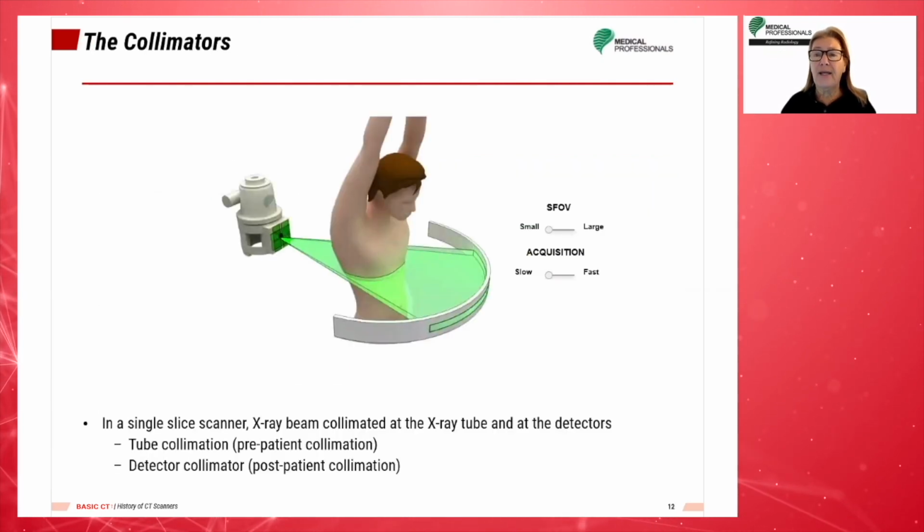The tube collimator reduces patient dose and scatter radiation by restricting the volume of tissue that is being irradiated. This principle is the same as it is in diagnostic radiography. The tube collimation is pre-patient, restricting the tissue irradiated, and the detector collimator is post-patient collimation. See the notes on this slide to further explain.